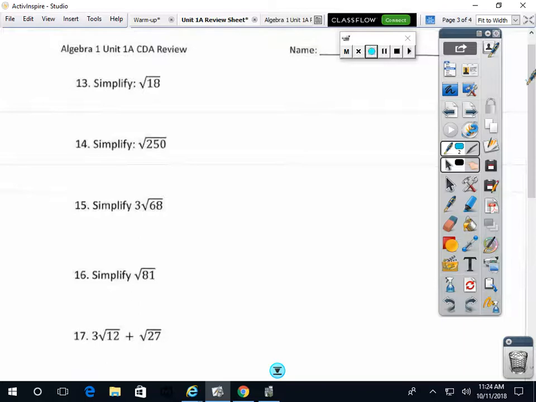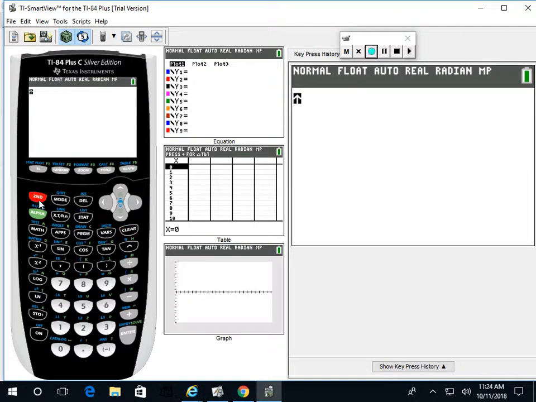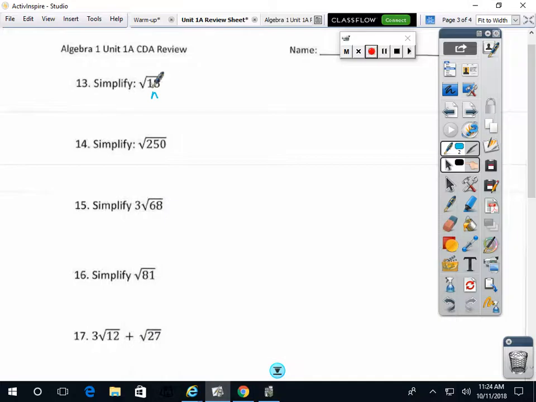All right, number 13, simplify the square root of 18. To simplify it, you have to factor tree it. But remember, the first thing we do is type it in. Square root of 18 equals 4.24. Okay, so that means it's not a perfect square because it did not give me a whole number. So I need to factor tree it.